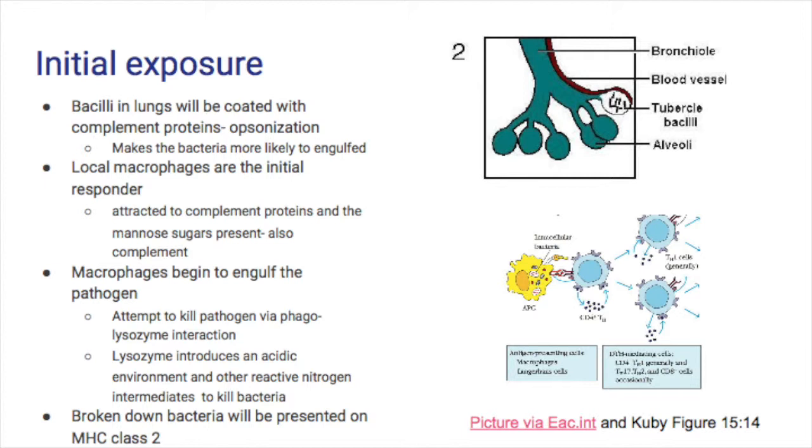Then the broken down bacteria will be presented on MHC class 2 on the outside of the macrophage, and this will begin many processes as shown in this figure. It shows what happens once a macrophage breaks down a bacteria within it and begins to present it on that MHC class 2 to a T helper cell, one that is CD4 positive. We'll get into what happens when the T helper cell gets that signal and what other signals it's going to give off to call on other cells to help the infection.